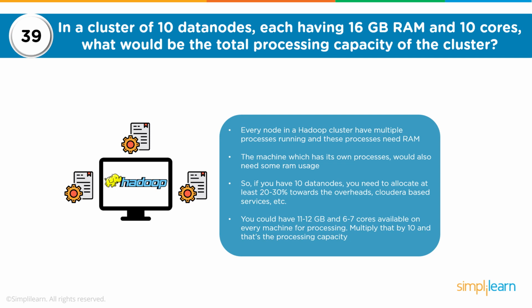Remember, on every node in a Hadoop cluster, you would have one or multiple processes running. Those processes would need RAM. The machine itself, which has a Linux file system, would have its own processes. So that would also be having some RAM usage, which basically means that if you talk about 10 data nodes, you should deduct at least 20 to 30% towards the overheads, towards the Cloudera based services, towards the other processes which are running. And in that case, I could say that you could have 11 or 12 GB available on every machine for processing, and say 6 or 7 cores. Multiply that by 10, and that's your processing capacity.